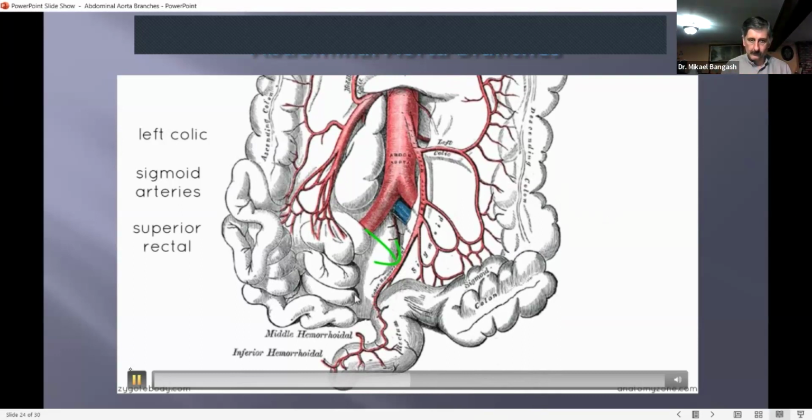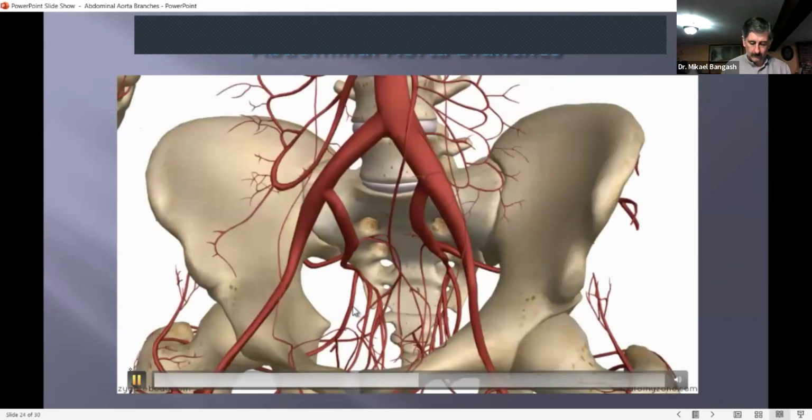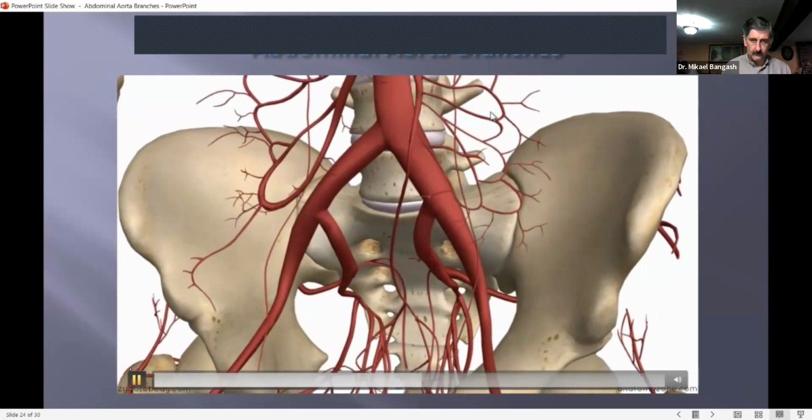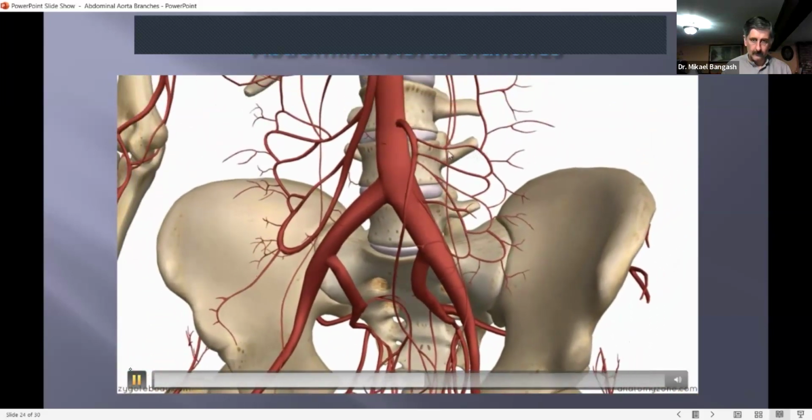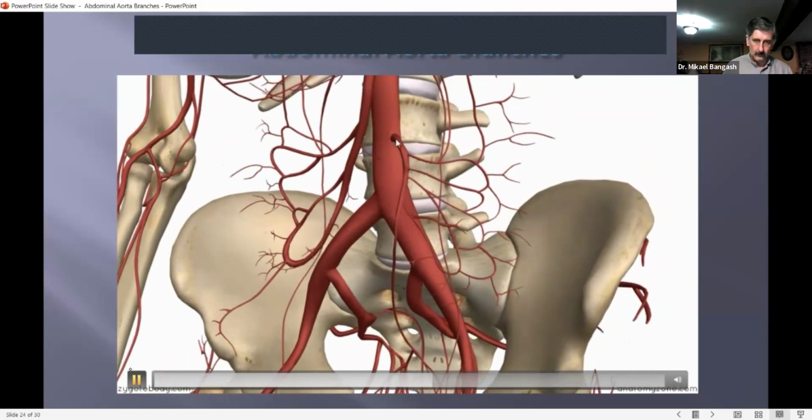So I'll switch over to the 3D model and show you the course that the superior rectal artery takes. So we're looking here at a model with the skeleton and also the artery. I haven't got the veins in this model. The inferior mesenteric artery can be seen here at the level of lumbar vertebra L3.